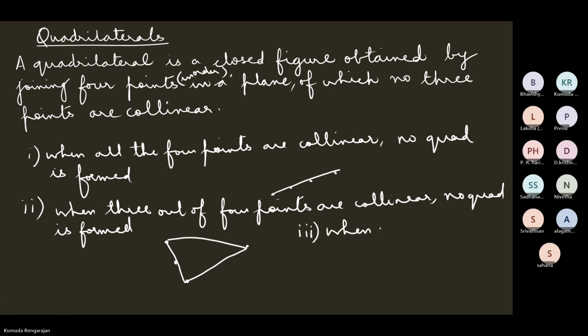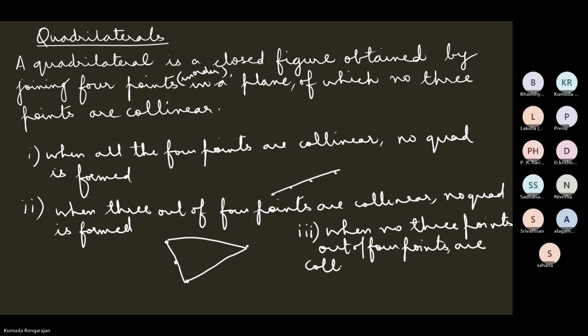When no 3 points out of 4 points are collinear, a quadrilateral is formed. When no 3 points can be connected by the same straight line, then a quadrilateral is formed.